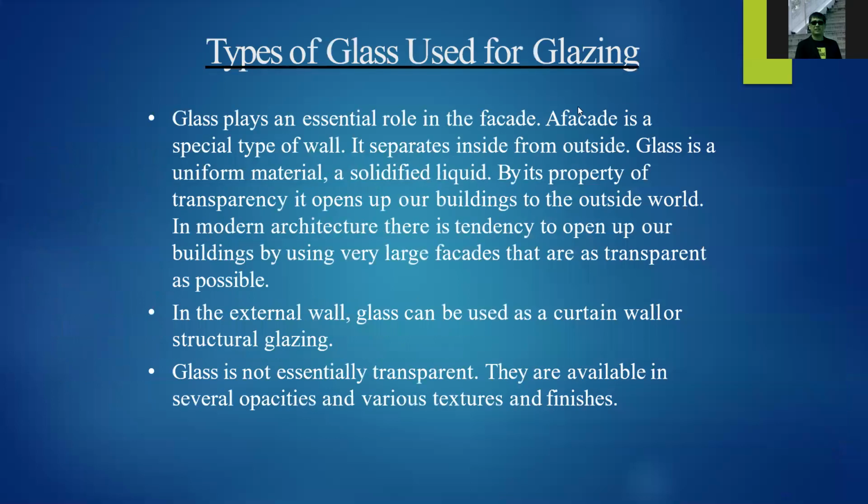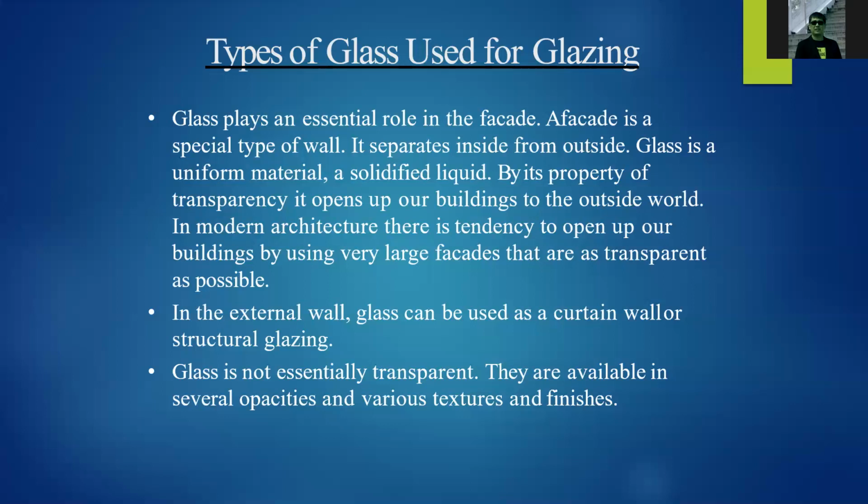Types of glass used for glazing. Glass plays an essential role in the facade. A facade is a special type of wall. It separates the inside from the outside. Glass is a uniform material, a solidified liquid, known for its property of transparency. It opens up our building to the outside world.